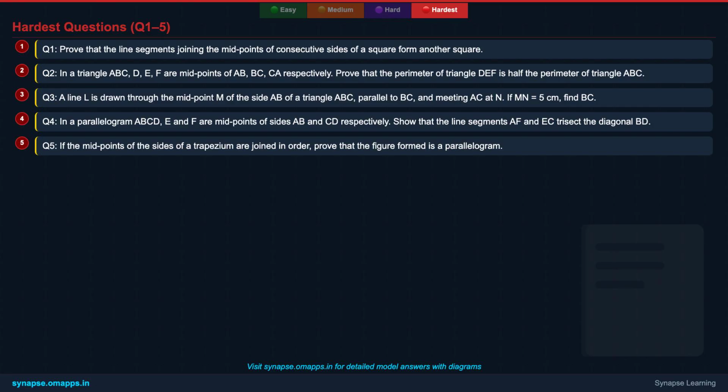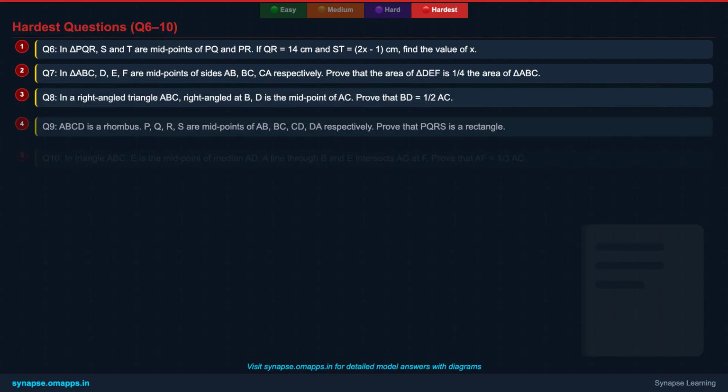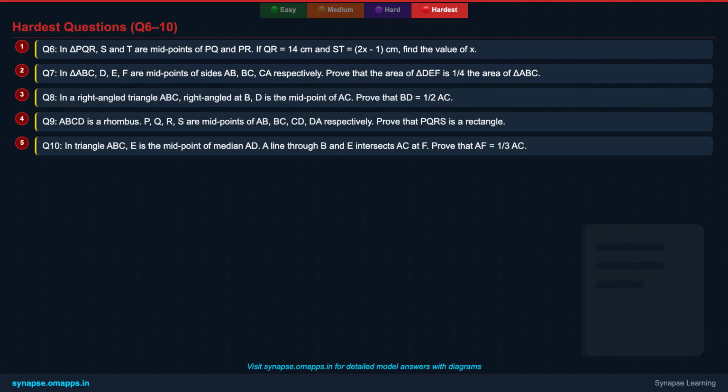is a parallelogram. Continuing with the hardest level, here are 5 more questions to truly test your mastery of the midpoint theorem and its applications. Question 6. In triangle PQR, S and T are midpoints of PQ and PR. If QR is equal to 14 cm and ST is equal to (2x + 1) cm, find the value of x. Question 7. In triangle ABC, D, E, F are midpoints of sides AB, BC, CA respectively. Prove that the area of DEF is a quarter the area of ABC.